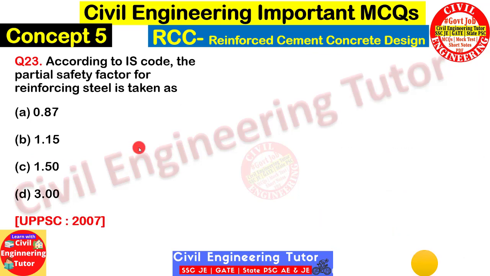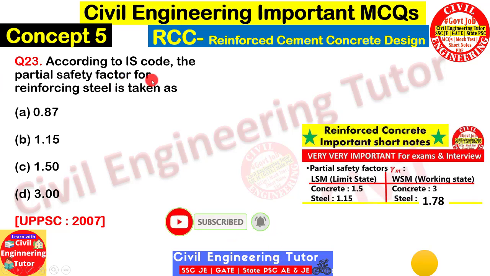Now question number 23, and we are heading towards another concept, that is concept number 5. Here it is all about partial safety factor. Just remember this chart or table, that there are 2 kinds of design. One is the limit state method of design, and then there is an old type of method of design, that is the working stress method of design.